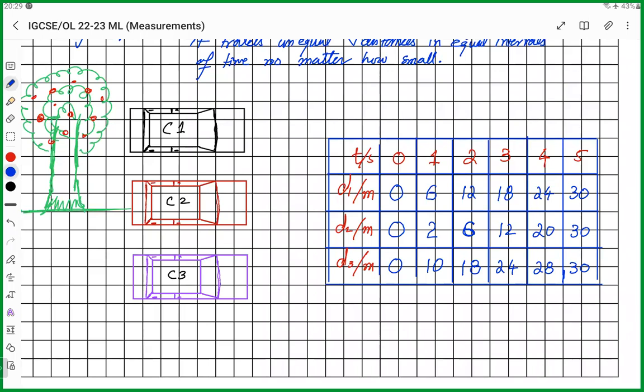Similarly, the third car is traveling with a decreasing speed. It travels a distance of 10 meters, then it travels a distance of 8 meters, then it travels a distance of 6 meters, and so on. It travels less distance in every next second. That's why it is traveling with a decreasing speed.